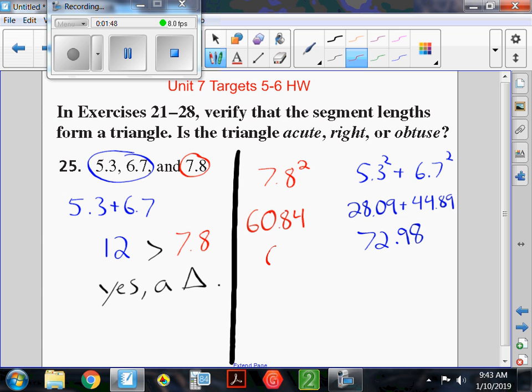So I'm comparing 60.84 to 72.98. 60.84 is less than 72.98. Anytime c squared is less than a squared plus b squared, that results in an acute triangle.